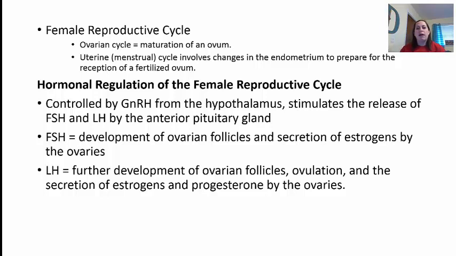Of course, it's controlled by the gonadotropic releasing hormone from the hypothalamus. This is going to stimulate the release of the FSH and LH by the anterior pituitary gland. Remember, the FSH is the development of the ovarian follicle and the secretion of estrogen by the ovaries, whereas the LH is going to further develop that ovarian follicle. Remember those steps we just looked at last slide. It's going to allow that follicle to continue to develop until ovulation actually takes place. And then the secretion of estrogens and progesterones by the ovaries as well.